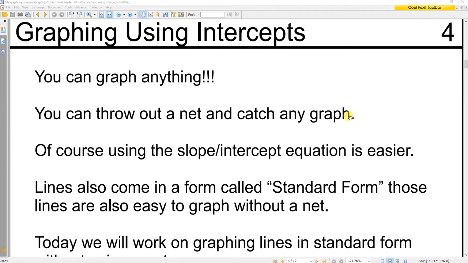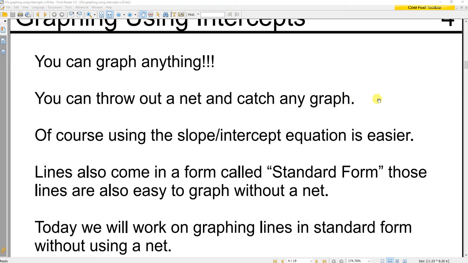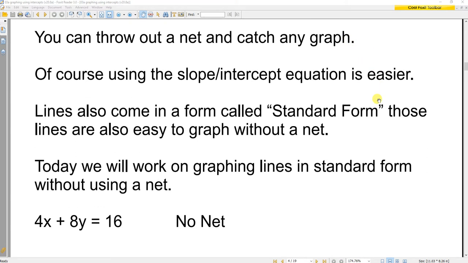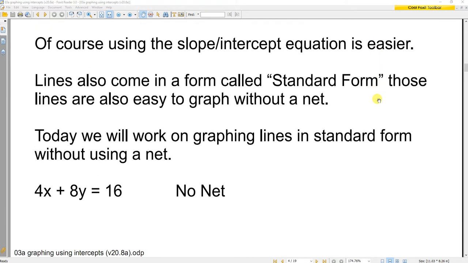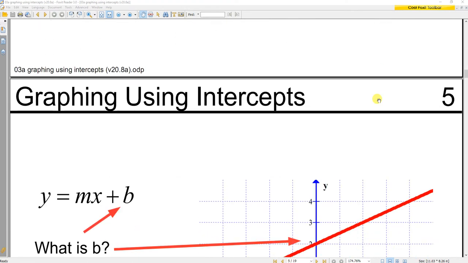But lines also come in a standard form. Those lines are also easy to graph. So we're going to work with graphs that are in standard form without a net. No net, 4x plus 8y equals 16.